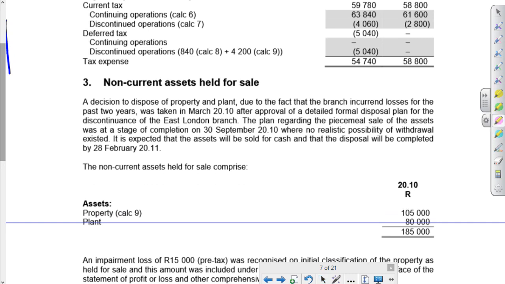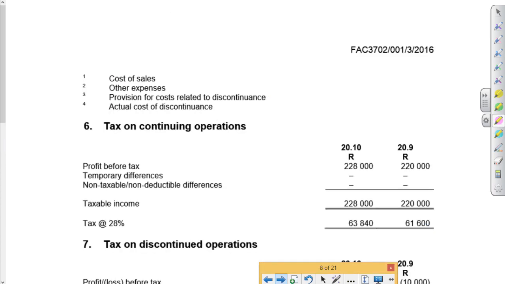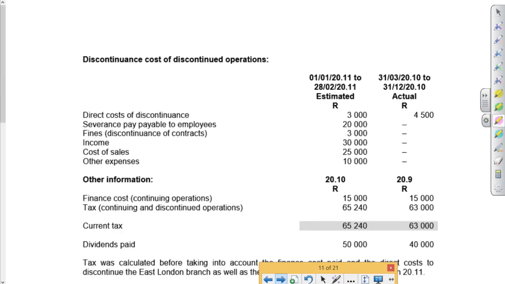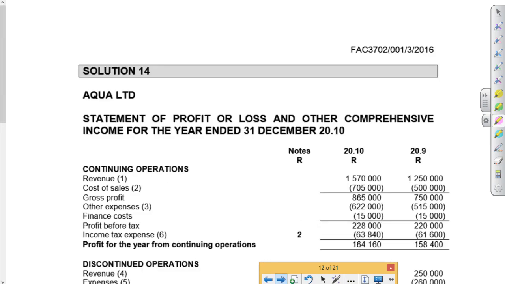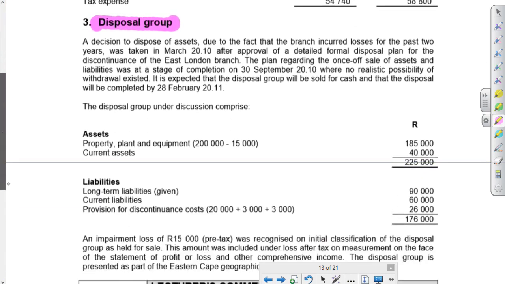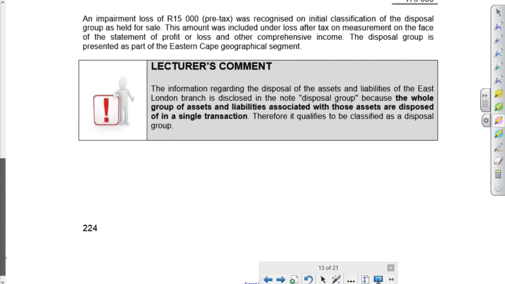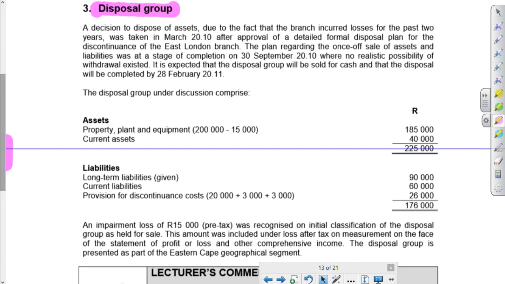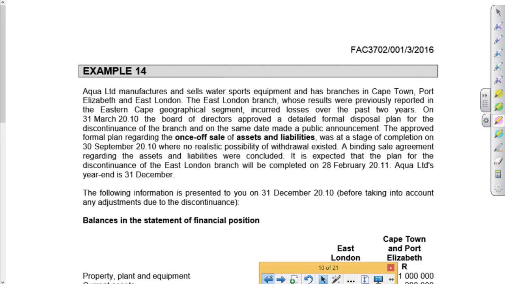And then I also showed you further on, example 14, which is also Aqua. But in example 14, they had a disposal group instead of a non-current asset held for sale. And then for this one, I showed you the disposal group note. If you recall, that was on page 224. Yeah? And I showed you those two notes. And I said to you, we're not going to look at the numbers in the notes then, because we're going to look at it this week when we actually do example 13 and 14, which is Aqua.